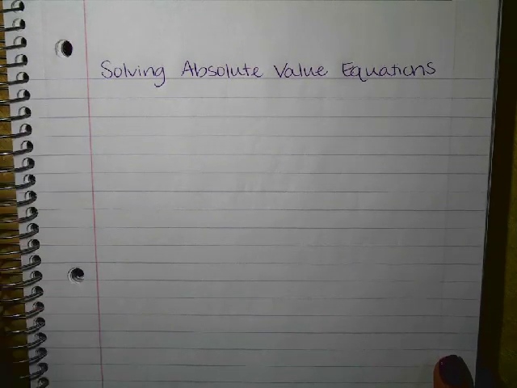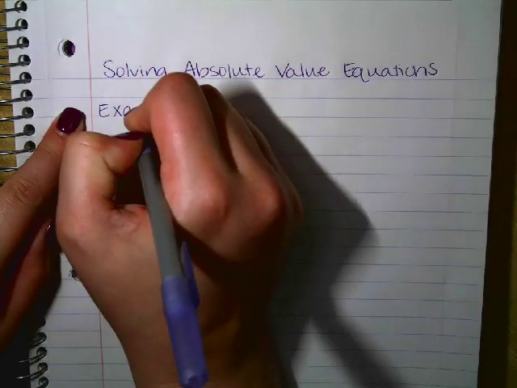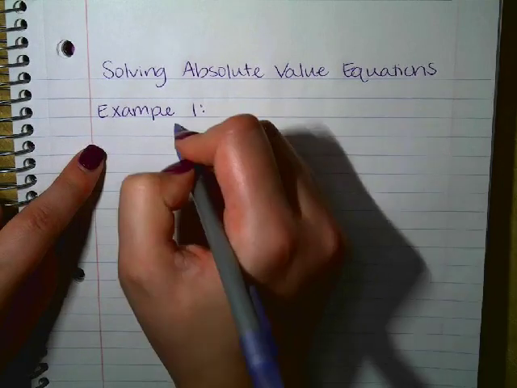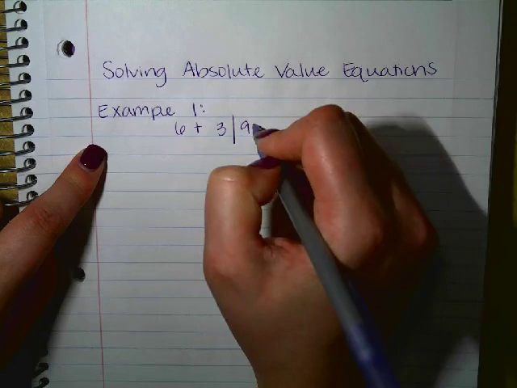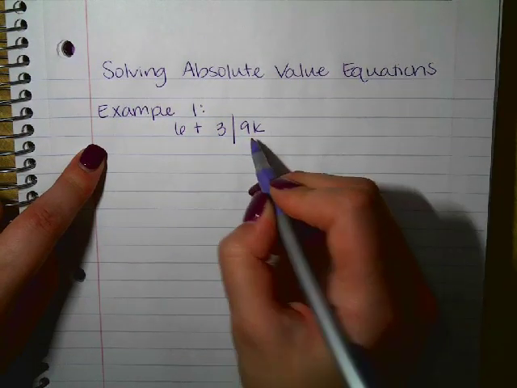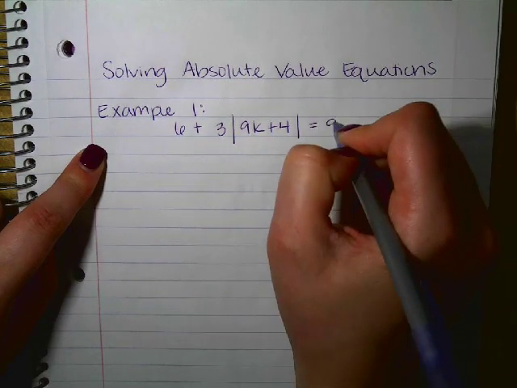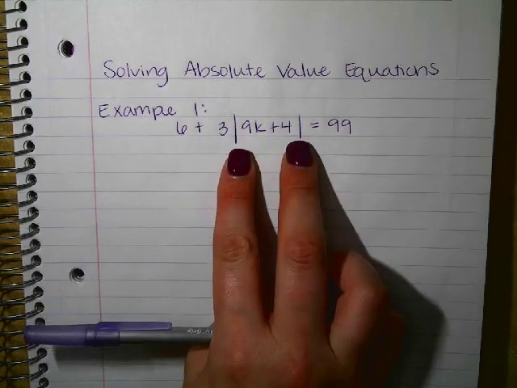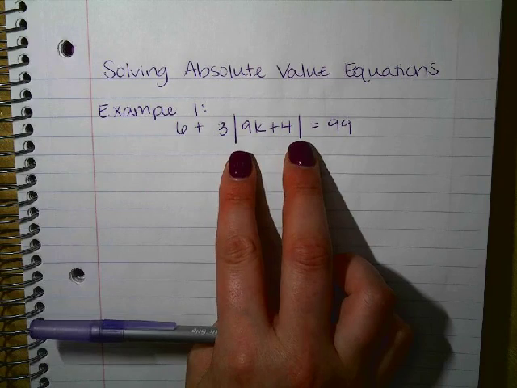All right, so I don't have a lot to talk about with this. I'm just going to go straight into examples. So the first example is 6 plus 3 times the absolute value of 9k plus 4 equals 99. And typically when I write the absolute values, I make them a little bit longer in an equation so you can tell it's not a 1, because that can get confusing sometimes.